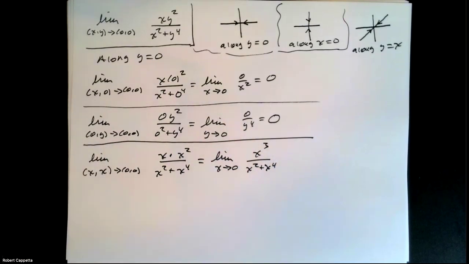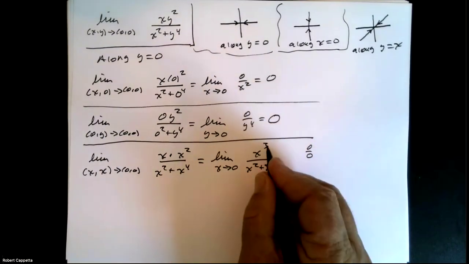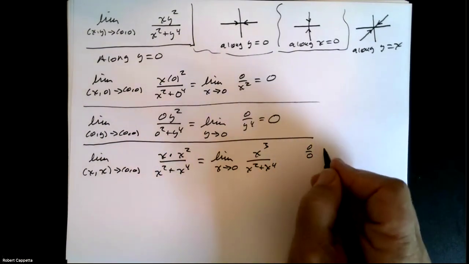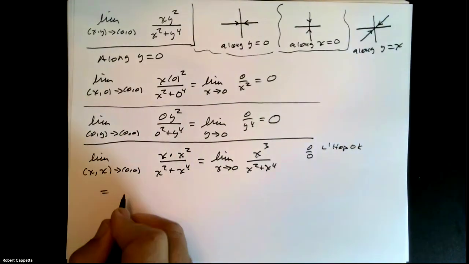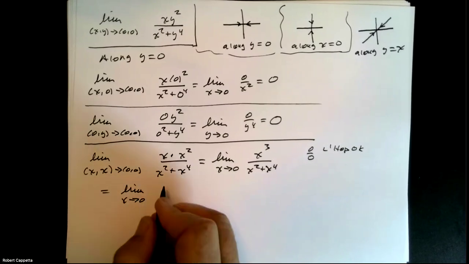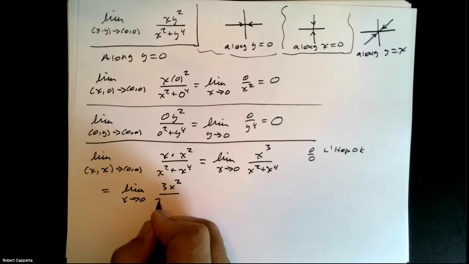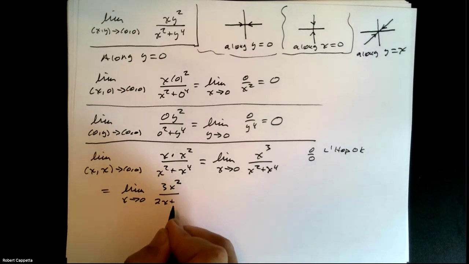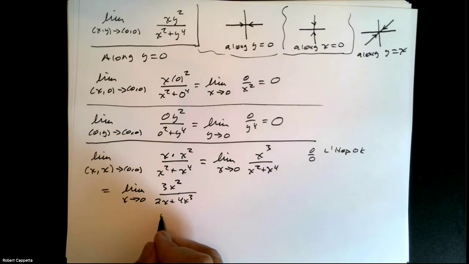And this can be solved with L'Hopital. Notice we have a 0 over 0 case. Plug in 0: 0 cubed over 0 squared plus 0 to the fourth, so L'Hopital is okay. So what do we get? We get the limit as x goes to 0 of the derivative of the top, 3x squared, over the derivative of the bottom, 2x plus 4x cubed. Notice, still 0 over 0, so L'Hopital is okay again.